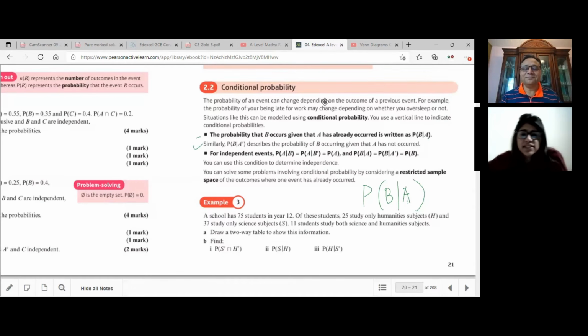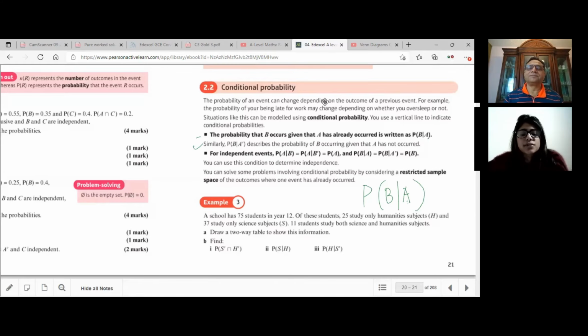Okay, so for independent events, the probability of A given B equals the probability of A given not B. It is independent of whether B occurred or did not occur. Do you see that? The probability of A is independent of whether the event B occurred or not. So that means the probability of A if B occurred, or the probability of A if B did not occur, remains the same. So it is not affected. That is called an independent event. When we talk about conditional probability, is that clear to you? Yes. So you can use this condition to determine independence.